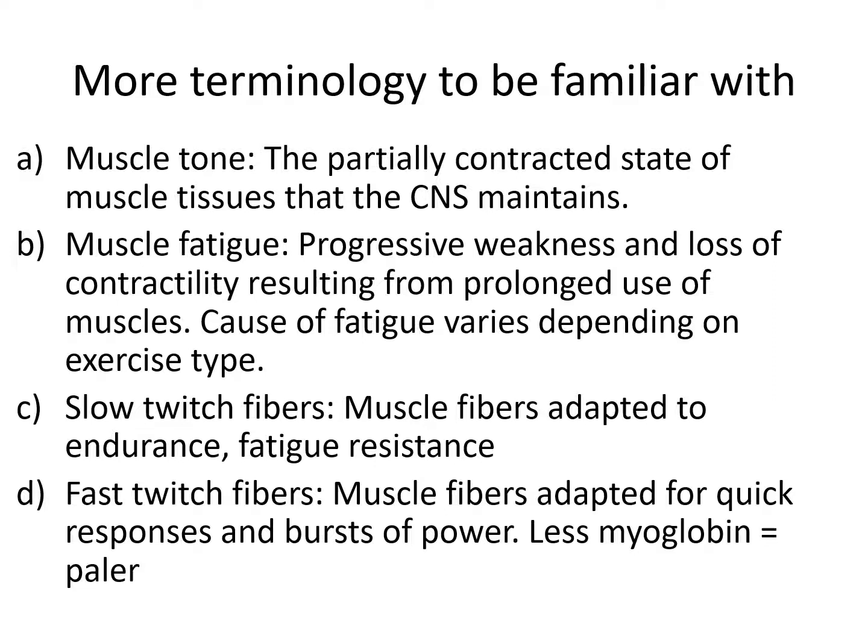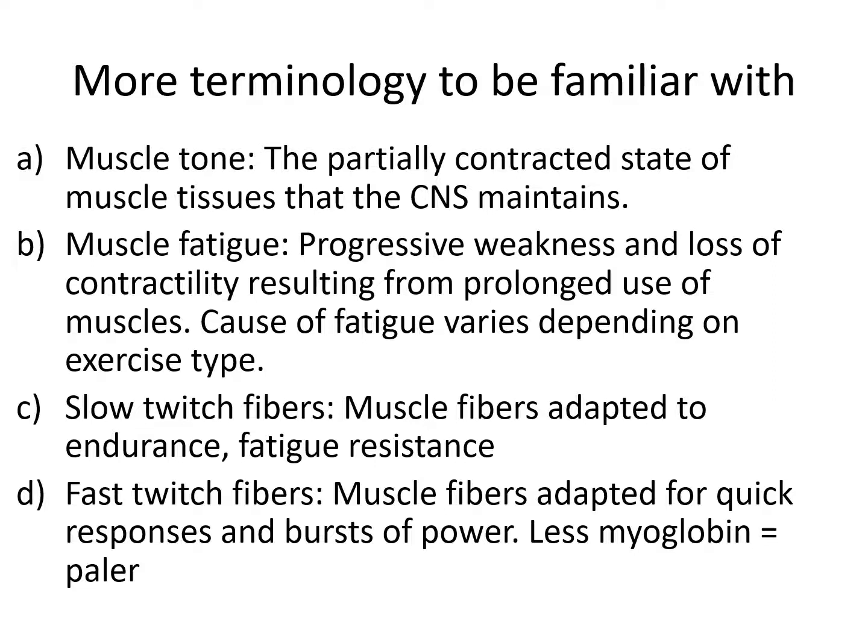So a slow twitch fiber is going to be indicative of a muscle fiber that's adapted to being used a lot. Whereas a fast twitch fiber is going to be a muscle fiber that's adapted for quick responses and bursts of power. So for example, like the gastrocnemius in the leg.